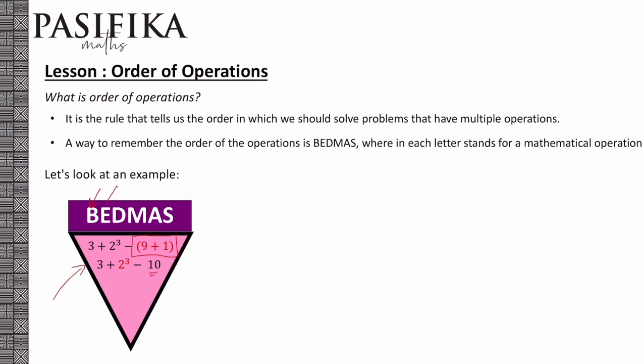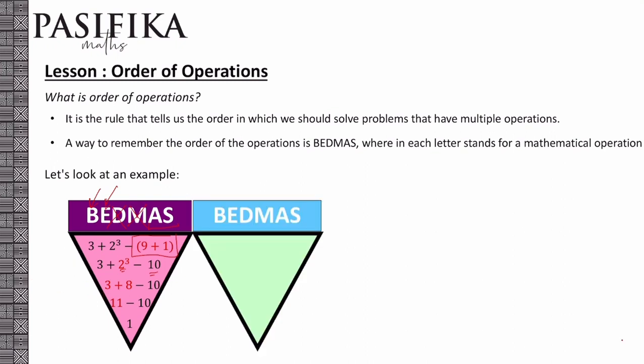The next thing we do is we look for exponents. Are there any exponents? Yes, there are. 2 to the power of 3. Remember, 2 to the power of 3 means it's 2 times 2 times 2. 2 times 2 times 2 is equal to 8. Now rewrite the problem. Do we see any division in it? No, we don't. What about multiplication? Nope, we don't have any multiplication either. So now we've only got addition and subtraction left, and we just work on it from left to right. So 3 plus 8 is 11, take away 10, and the answer is 1.